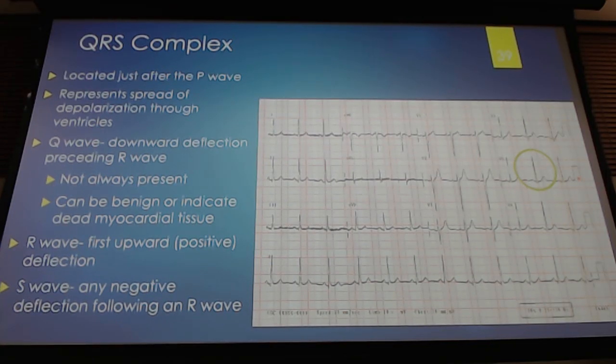we've got to figure out, is it significant or insignificant? Is it pathologic or not? Should we be concerned about it or not? Okay. The R wave is that first upward deflection, and the S wave is any negative deflection after the R wave. We've got lots of QRS complexes here all throughout, and we should be able to see those QRS complexes.